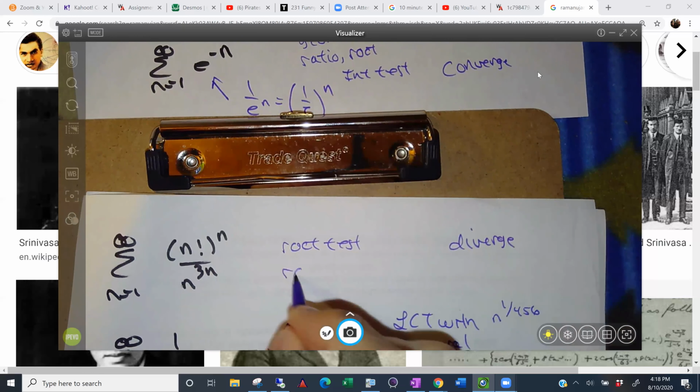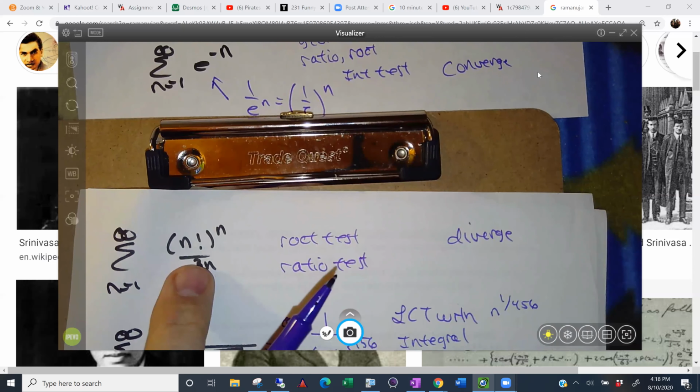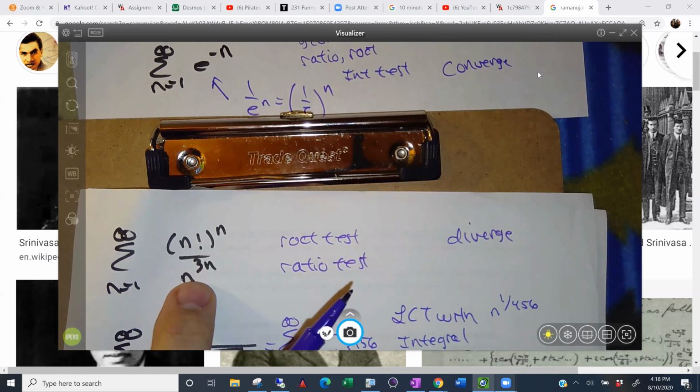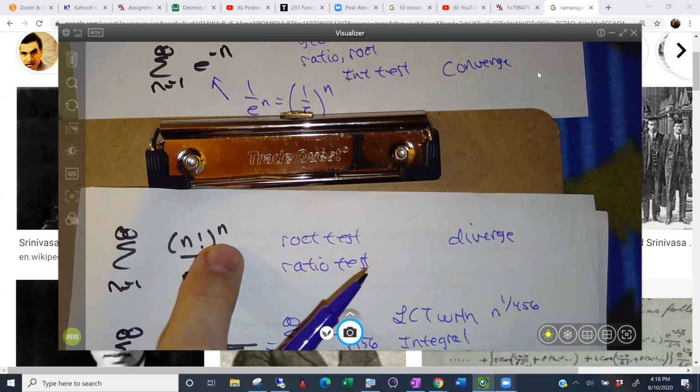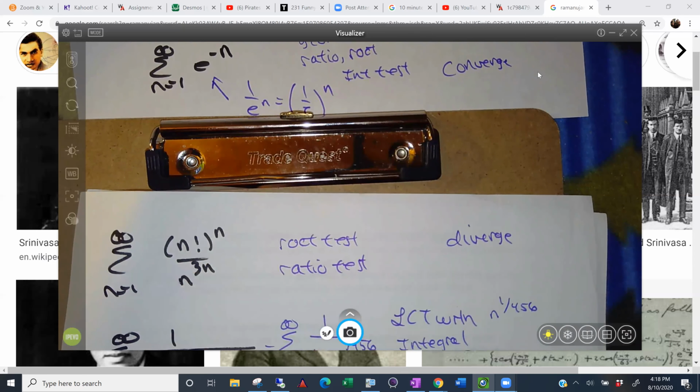The ratio test would probably also work really well on this one. Well, really well might be an exaggeration. Might work well, or it might work. I'm thinking about the n here. Yeah, I think the root test might work out better.